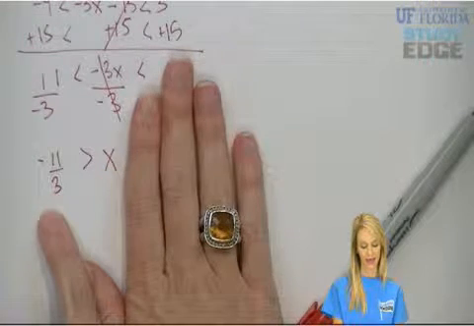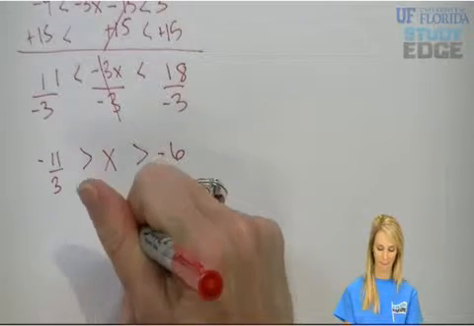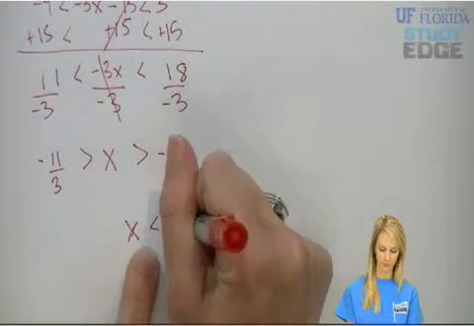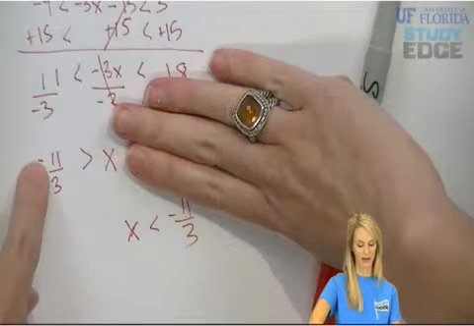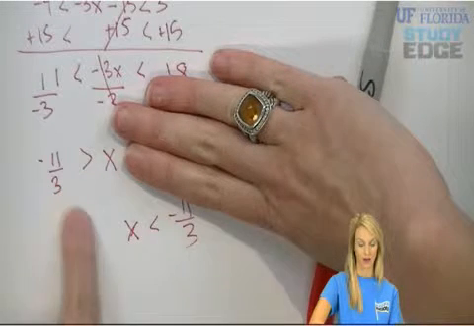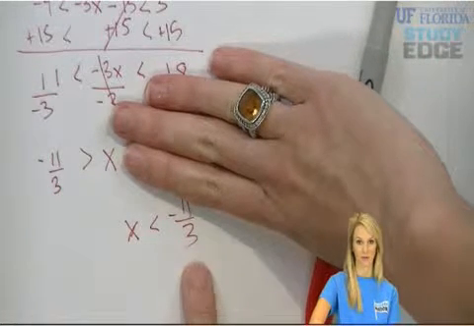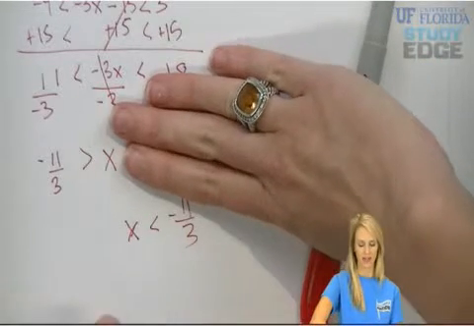Well, if x is less than negative 11 over 3, isn't that the same thing as writing this right here? Are these two things the same? Negative 11 over 3 is greater than x. X is less than negative 11 over 3. It's the same thing, right? You're just writing it from a different perspective.